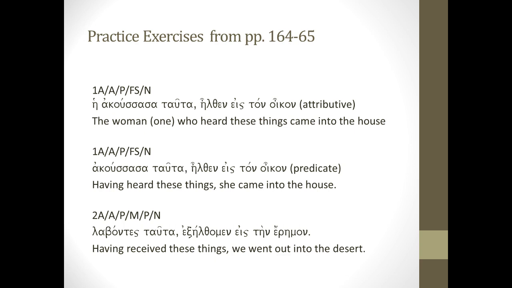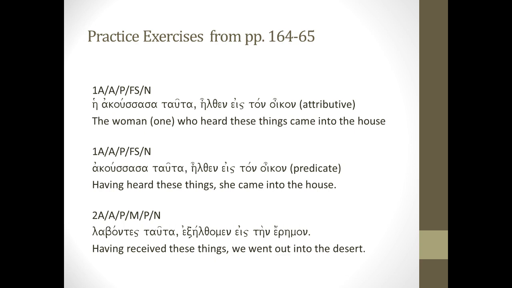Let's take the same sentence in the next one, only this time we remove the definite article. Instead of he akousasa, we just simply have akousasa tauta eiselthen eis ton oikon. It's in the predicate position, and now we know that what we have here is the circumstances which preceded her entering into the house. So we say, having heard these things, she came into the house. Another example then at the bottom, labontes tauta exelthomen eis ten eremon.